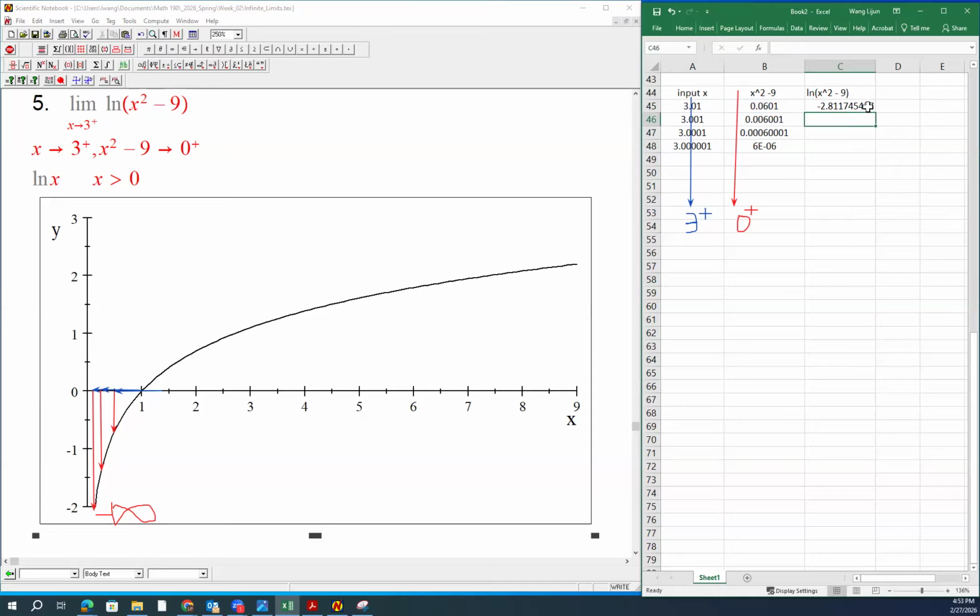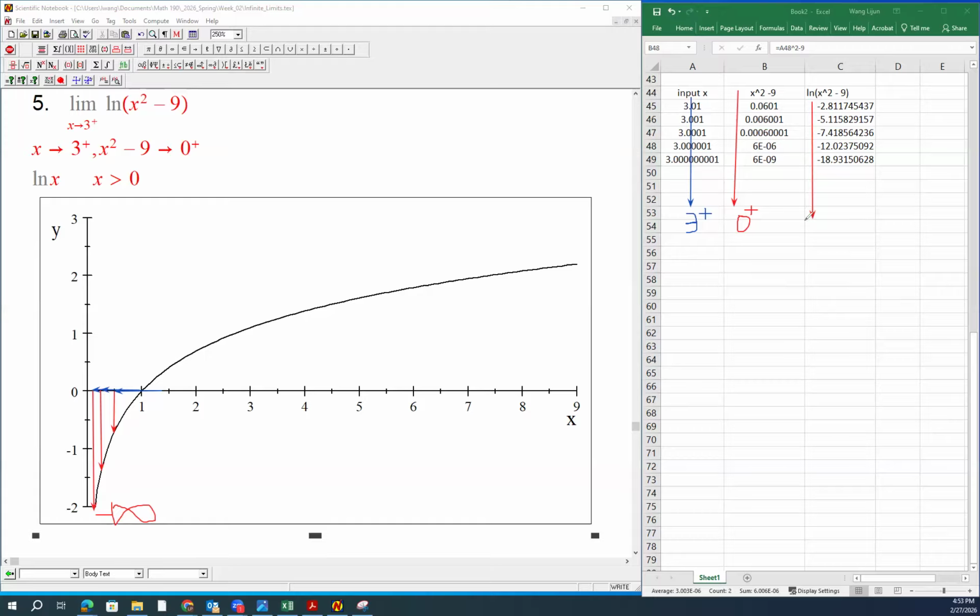Okay, you can see it's getting smaller and smaller, negative. You guys see that? If I keep doing that, that's 3.0000, many more zeros, and x squared minus 9 is going to be like that, and the output is getting closer and closer to negative infinity.